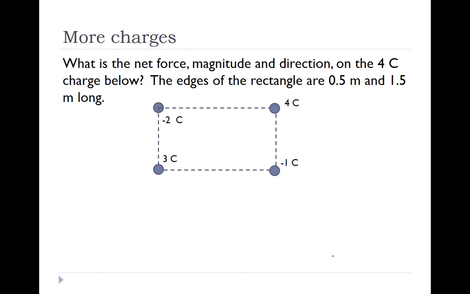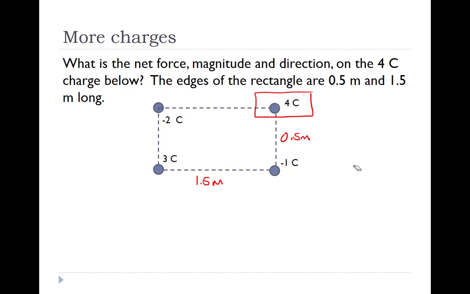So here I have 4 charges distributed around a rectangle. I'm told in the problem that the sides of the rectangle have lengths of 0.5 meters and 1.5 meters. So I'm just going to write those in really quick. And what I want to know is, what is the force on the 4 coulomb charge up here in this corner?